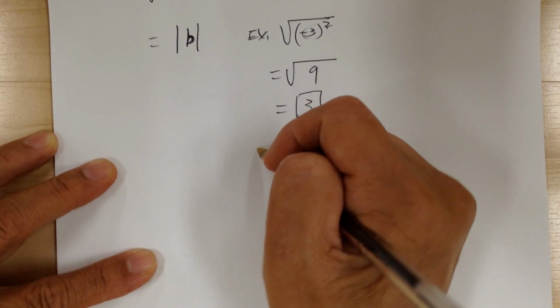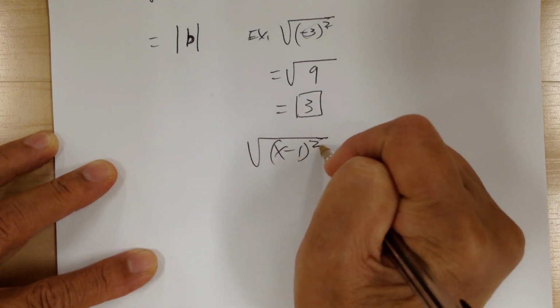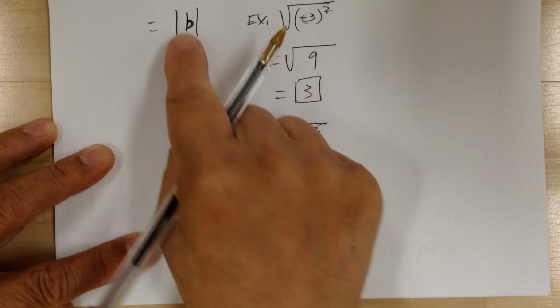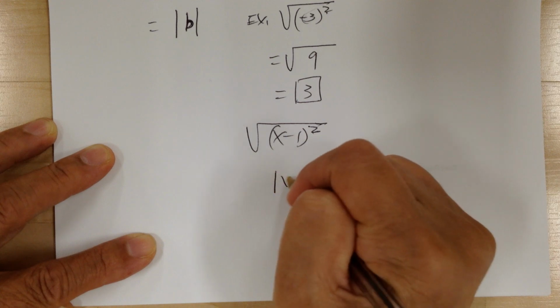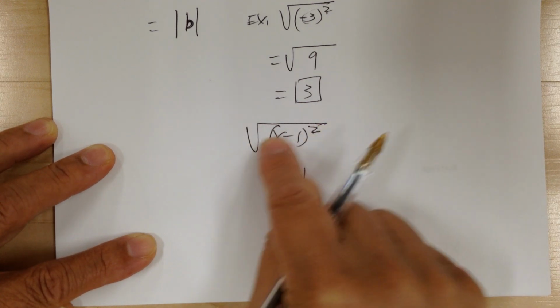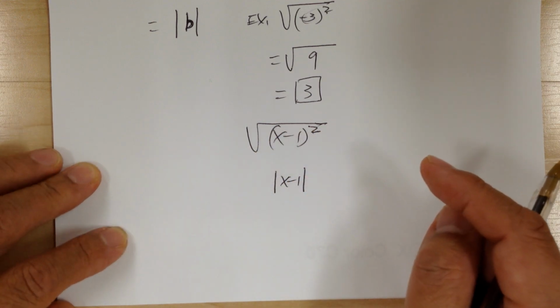Another example is when you have the square root of x minus 1 squared. Because of the variable, you're not able to work it out, so you have to apply the rule here. When you cancel out, you have to put the absolute value. Because when you cancel it out, it means this cannot be negative, so you have to put the absolute value.